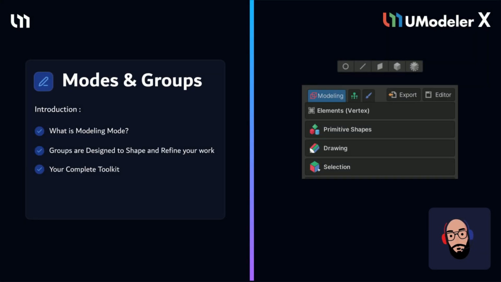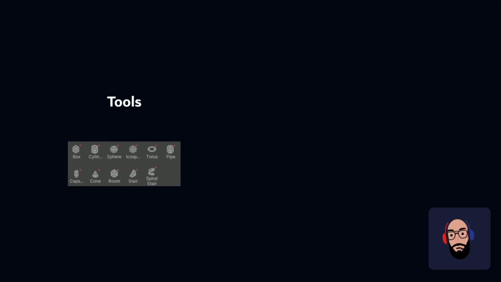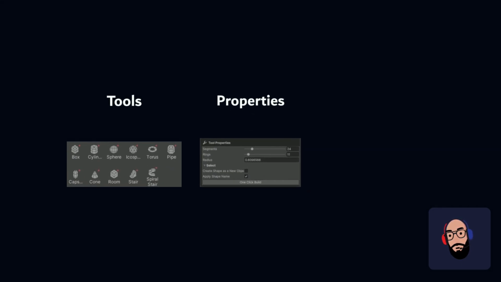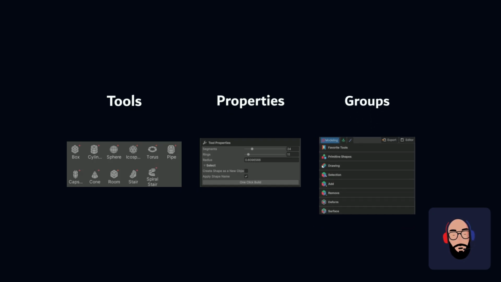Modeling mode is the main workspace for editing meshes. It's built around three parts: tools, which lets you perform different modeling actions; properties, which gives you detailed control over each tool; and groups, which organize related tools together. Everything in this mode is designed to help you shape and refine your mesh efficiently.